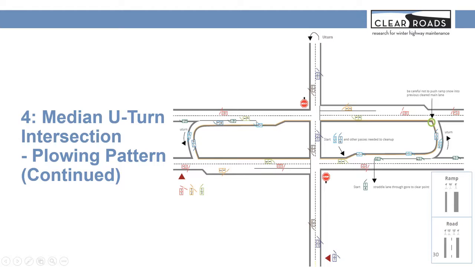And it turns around, repeating the same pattern on the other side of the U-turn ramp. The last pass is number 6. So the track comes to the U-turn lane and stays to the left. Still use the front plow, only push snow to the left. And the track makes a U-turn, repeating the same pattern on the other side of the U-turn ramp. Stay to the left, push snow to the left. So this will complete all the passes for the median U-turn intersection.